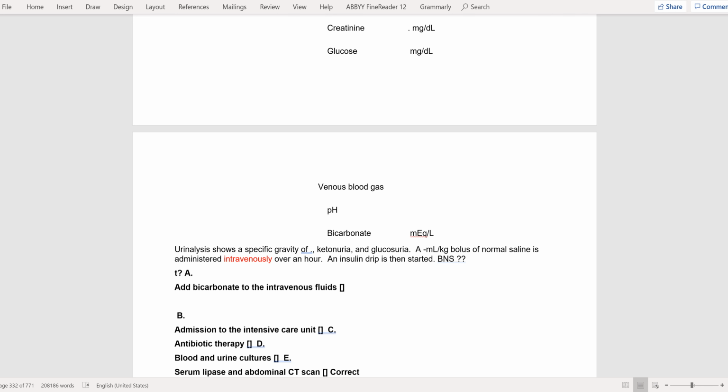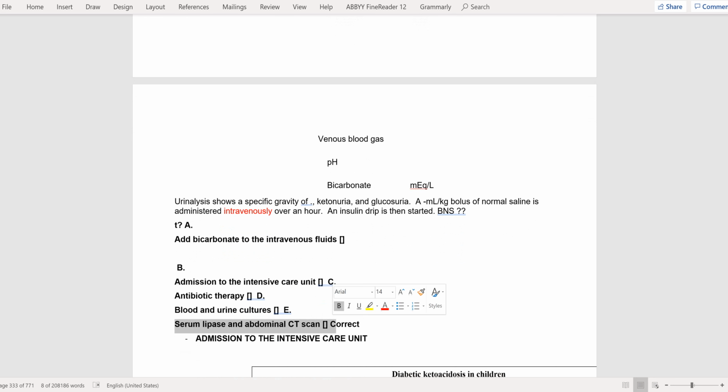Antibiotic therapy. We give antibiotics if there is a sign of infection like bacteriuria on urinalysis or high temperature. So antibiotics, blood culture, and urine culture are not necessary if there is no sign of infection, like in this patient. That's why we don't do antibiotics, blood and urine culture, because there are no signs of infection.